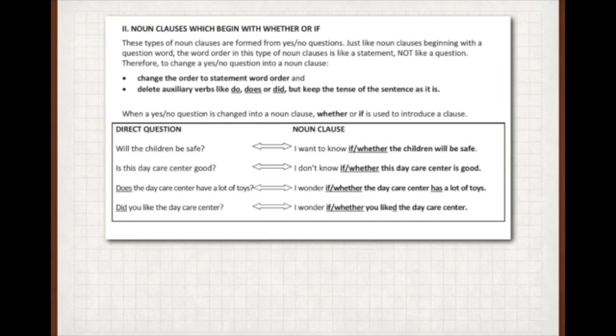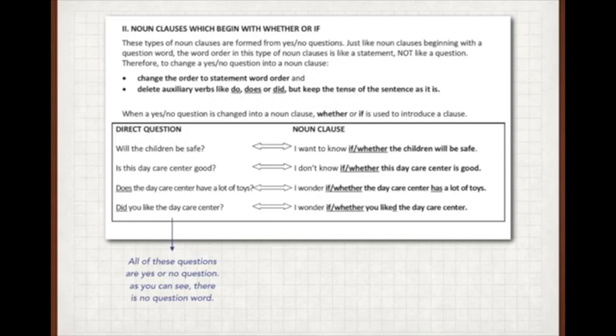Now, all of these questions are very similar. Why? Because they are all yes or no questions. As you can see, there is no question word. There is no where. There is no how. There is no why. These are all yes or no questions. Now, when you take a yes or no question and you want to make a noun clause from a yes or no question, we use if or whether in English.